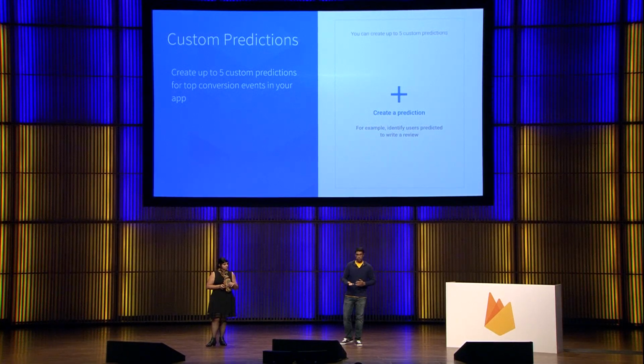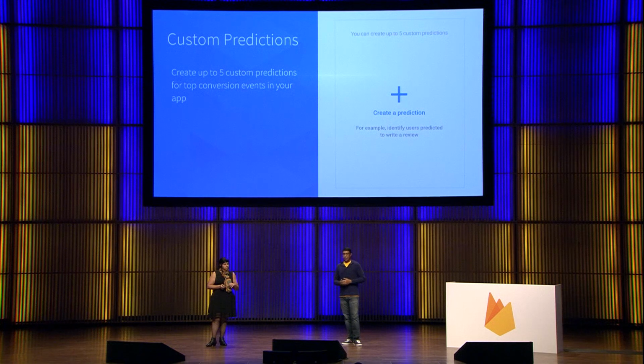As developers, you know which are the most important events and moments in your app journey, right? Like in our game, level 4 is a good milestone to log. So what you can do is just log that event with Google Analytics for Firebase, and then go to the console and create a prediction.